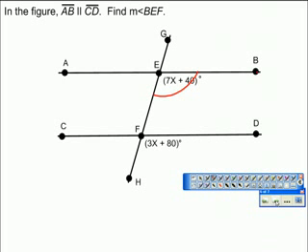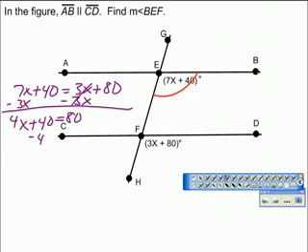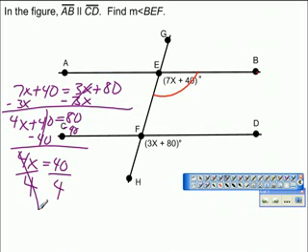Yes, they are corresponding because this one's to the outside. They're both to the right of the transversal and below the line. So these are corresponding angles. But what do we say? Corresponding angles are congruent. So 7x plus 40 equals 3x plus 80. Solve for x. Subtract 3x from both sides. That's 4x plus 40 equals 80. Subtract 40 from both sides. 4x equals 40. Divide by 4. x equals 10.